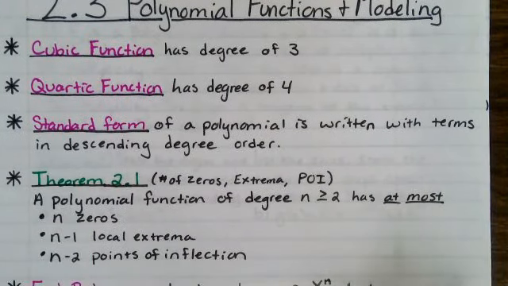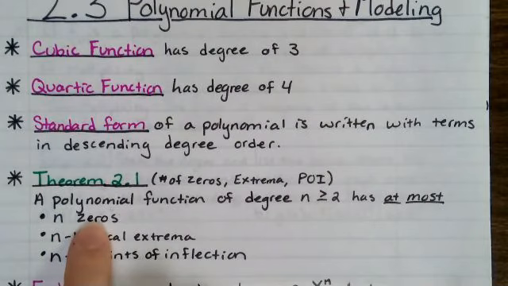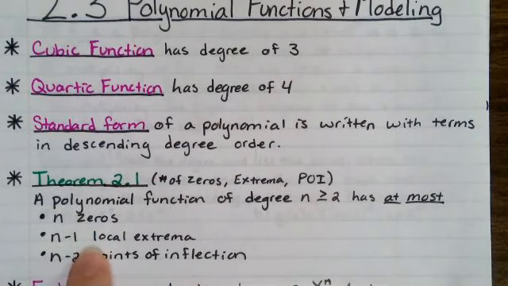So if my function has a degree of 3, then it has at most 3 zeros, at most 3 places where it would hit the x-axis. Okay, it could hit less, but the maximum amount of times it could hit the x-axis would be the number of that degree. All right, n minus 1 extrema. So say that my highest degree was a 3, right? It would have at most 2 potential extrema. It doesn't mean that there are 2, but there is a possible amount of 2, okay, at most.